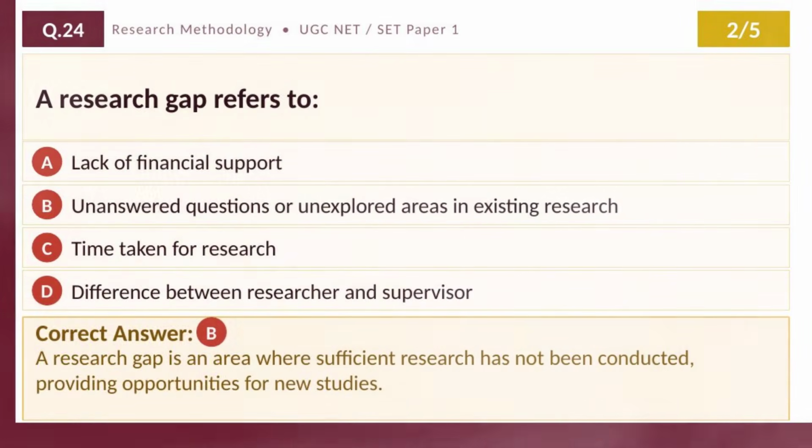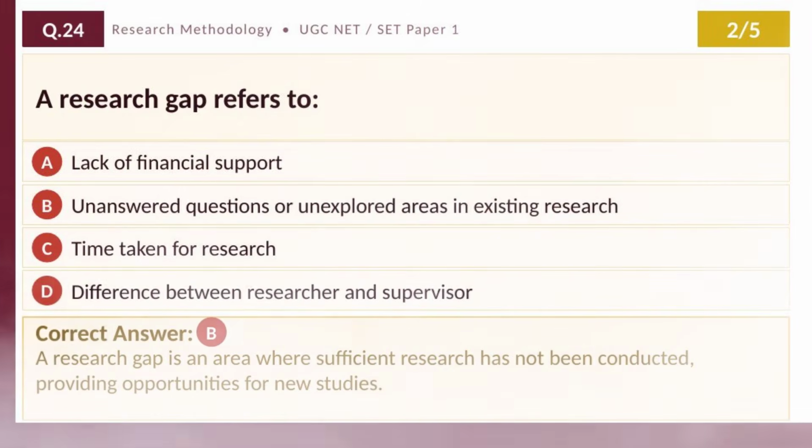What exactly is a research gap? A research gap represents unanswered questions or unexplored areas within the existing body of knowledge. Identifying such gaps provides fresh opportunities for new studies, ensuring your work contributes meaningful insights to the scholarly community. Recognizing these gaps is the foundation of relevant academic research.